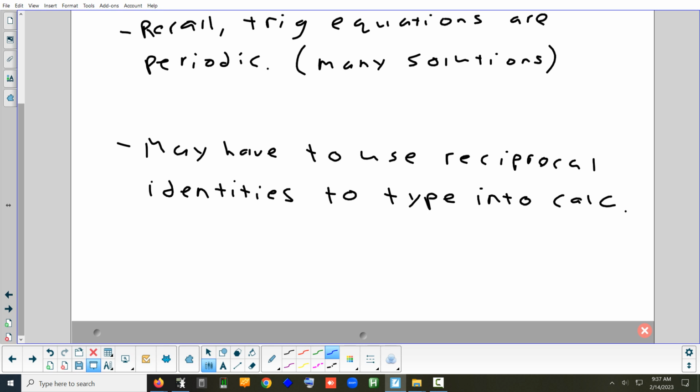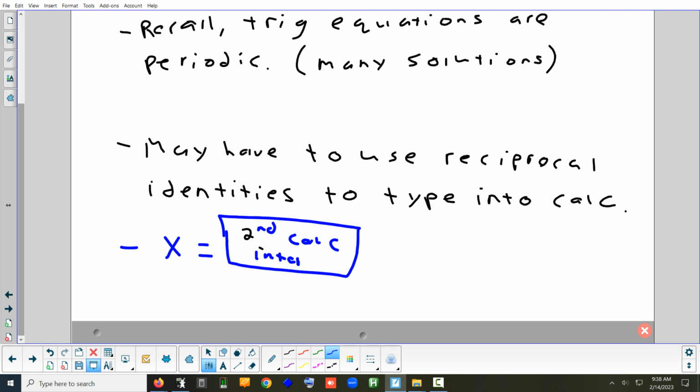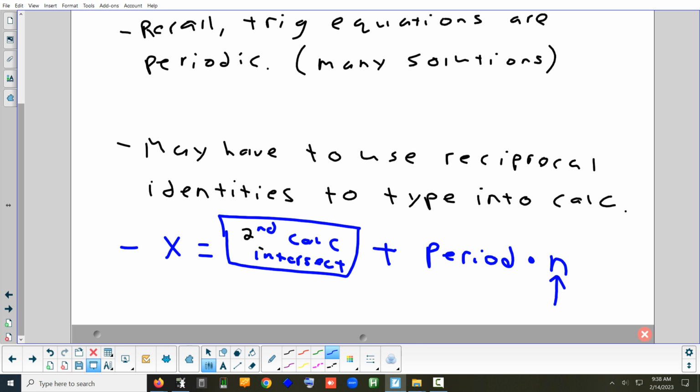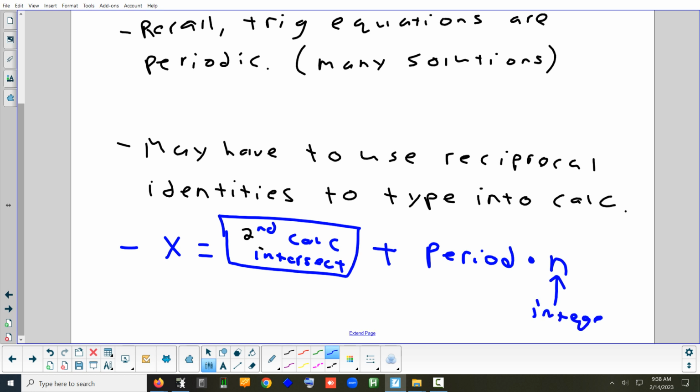So I think we mentioned this before, but the way that your answers are going to look is something like x equals, and then you're going to have to use second calc intersect to get what goes in that box. And then you put plus the period times n. This represents adding any number multiple of the period to the first answer you found. 1 copy, 2 copies, 3 copies, because this number has to be an integer.